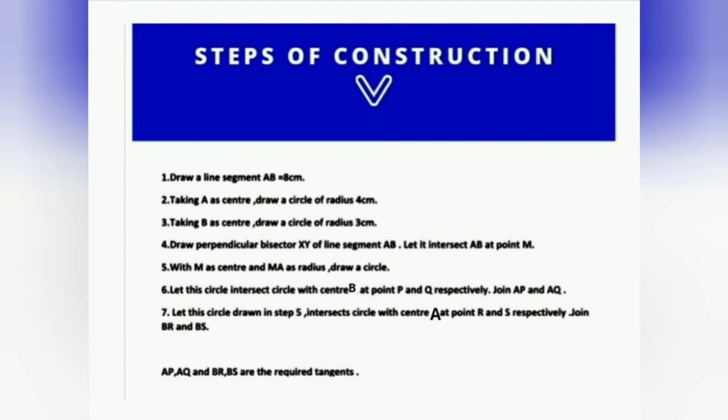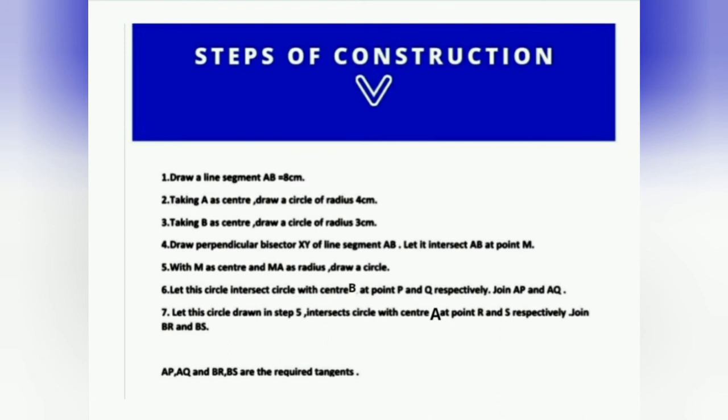Let us now see the steps of construction. The first step being, draw line segment AB equal to 8 cm. Taking A as center, draw a circle of radius 4 cm. Then taking B as center, draw another circle of radius 3 cm. Draw perpendicular bisector XY of line segment AB. Let it intersect AB at point M.